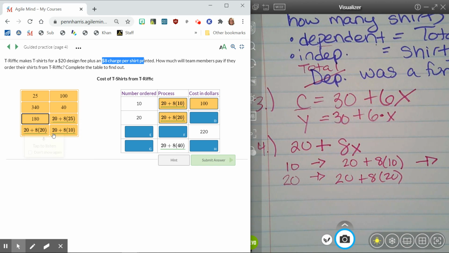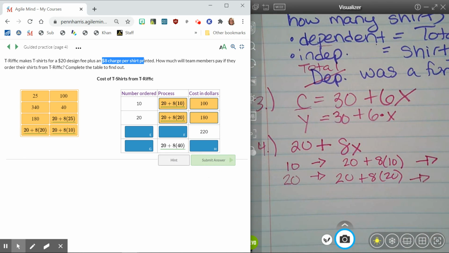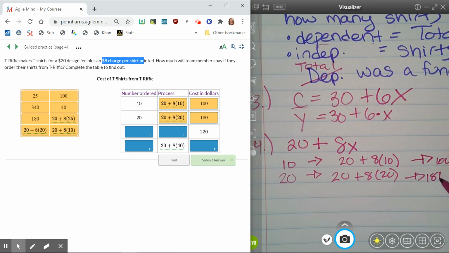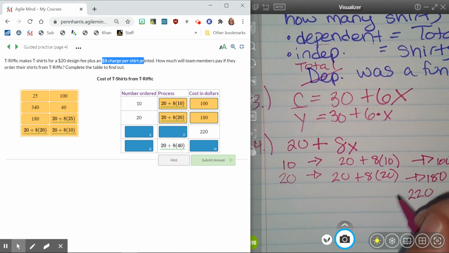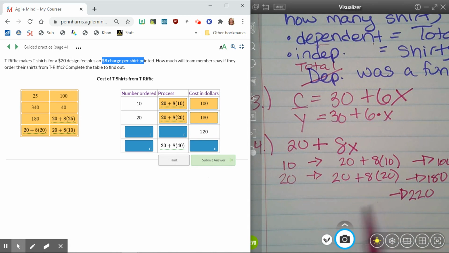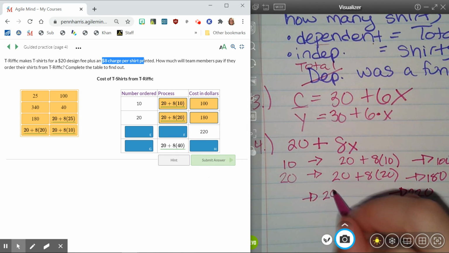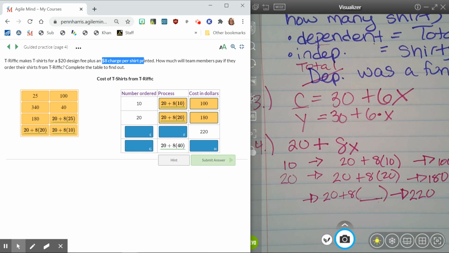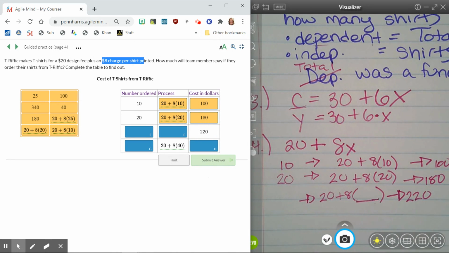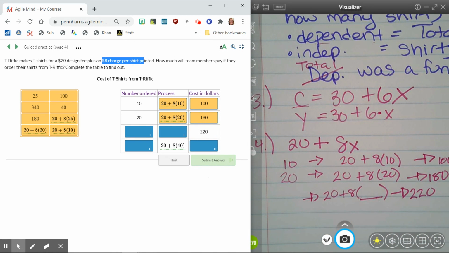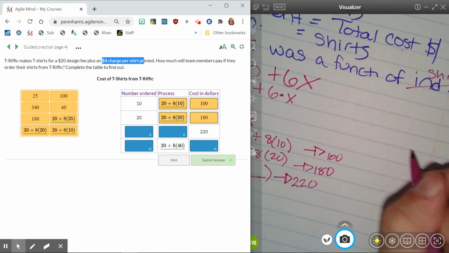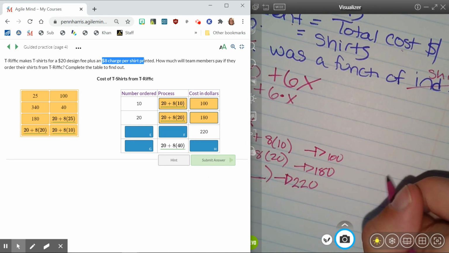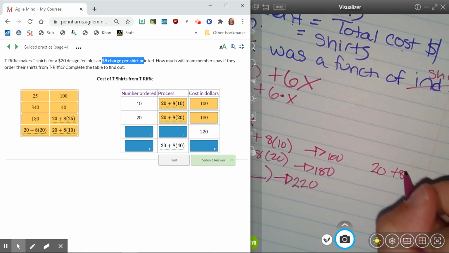Okay, so this time, guys, they say $220 is what the total is. We need to work ourselves backwards here to see what the process is going to be. We know it's 20 plus 8 times something is going to cost us $220. So I'm going to work it down here. I'm going to say 20 plus 8x equals 220.